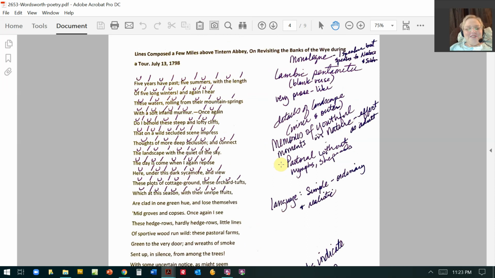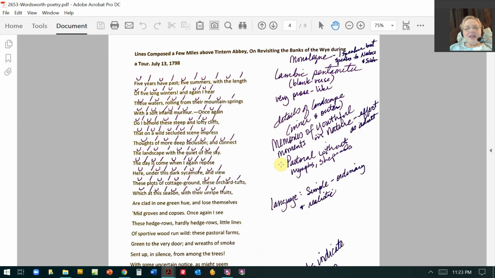This is iambic pentameter, but it's blank verse. So blank verse is what Shakespeare wrote in, what most of the Elizabethans wrote in. Blank verse is just unrhymed iambic pentameter. So we see five years have passed, five summers with the length of five long winters, and again I hear.